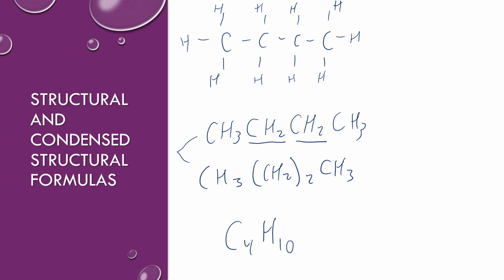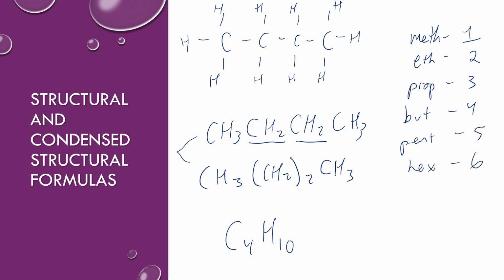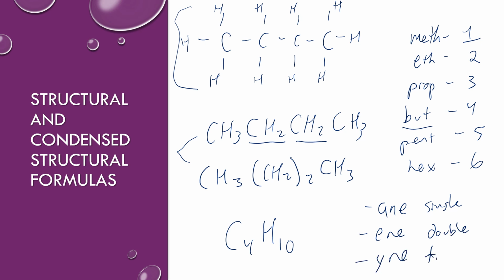prefixes for organic molecules. Remember that meth means 1, eth means 2, prop means 3, but means 4, pent means 5, and hex means 6. So when we're talking about the numbers of carbons, this structure has 4 carbons, so it's a butane. And with the ending ane, that's only single bonds. If it ends in ene, there's at least 1 double bond. If it ends in yne, there's at least 1 triple bond. And so you're going to see a lot of both single and double bonds for this section.